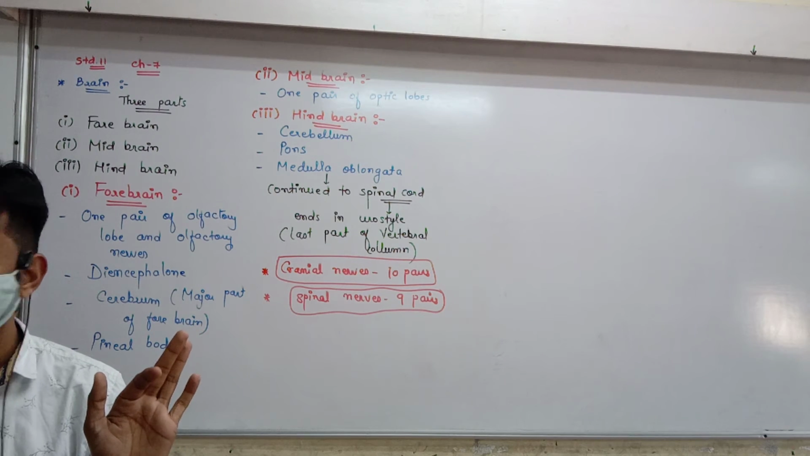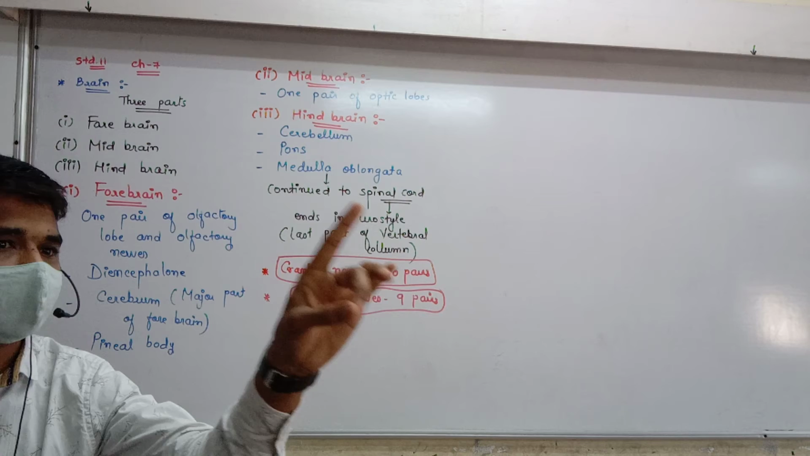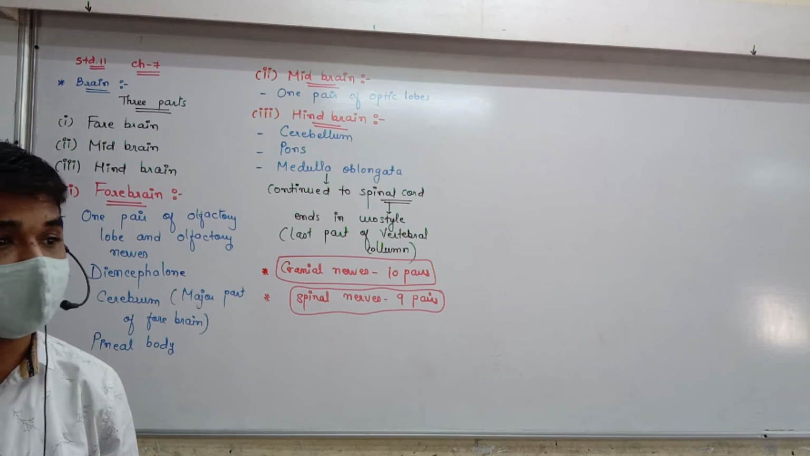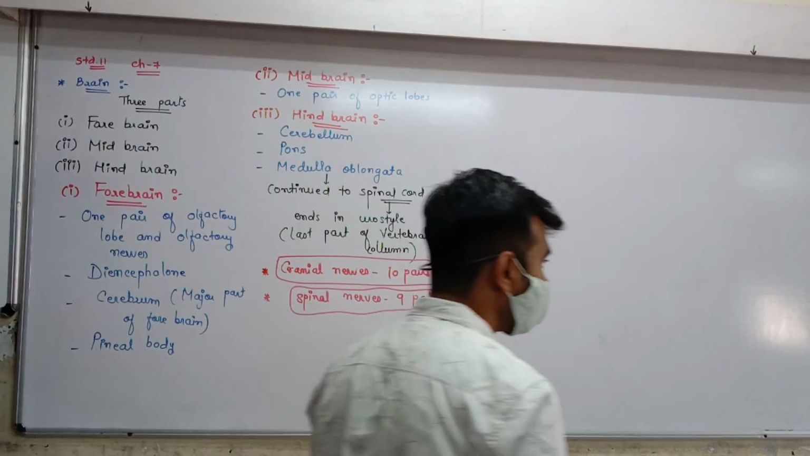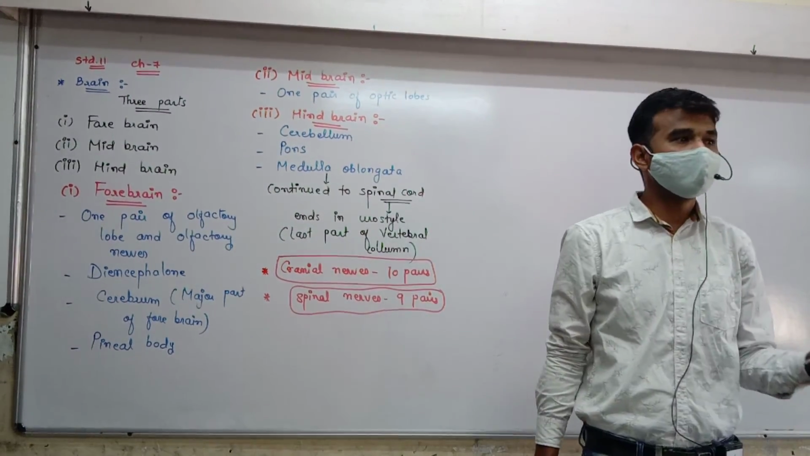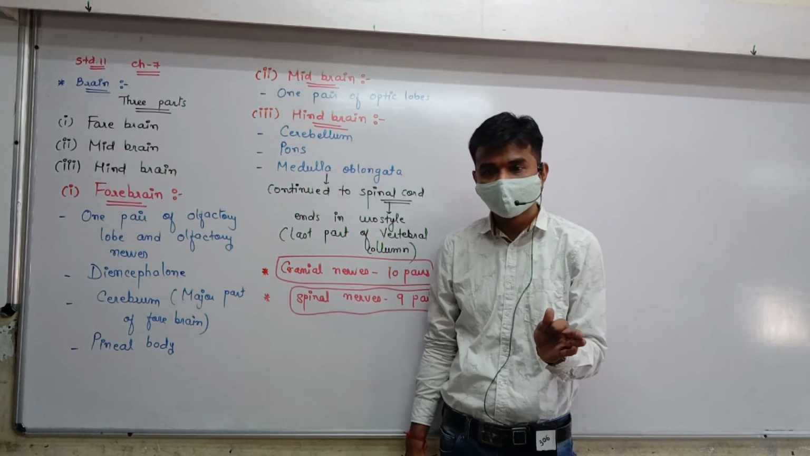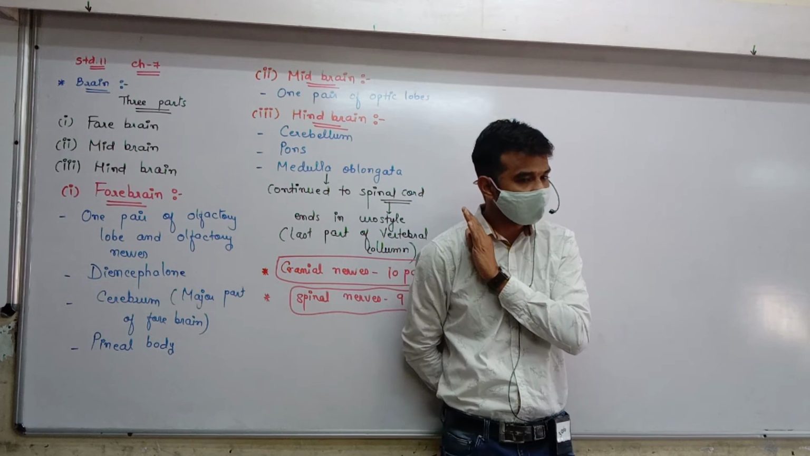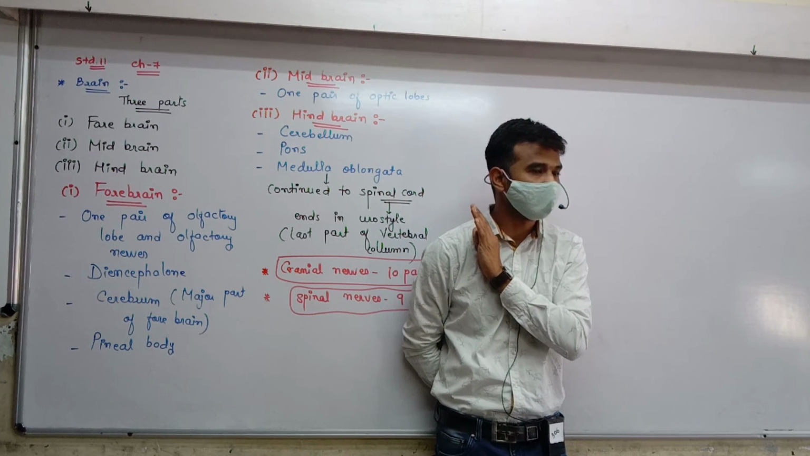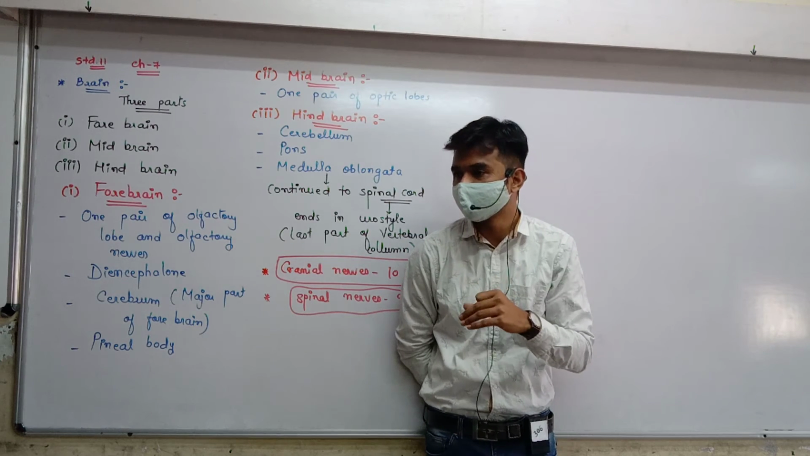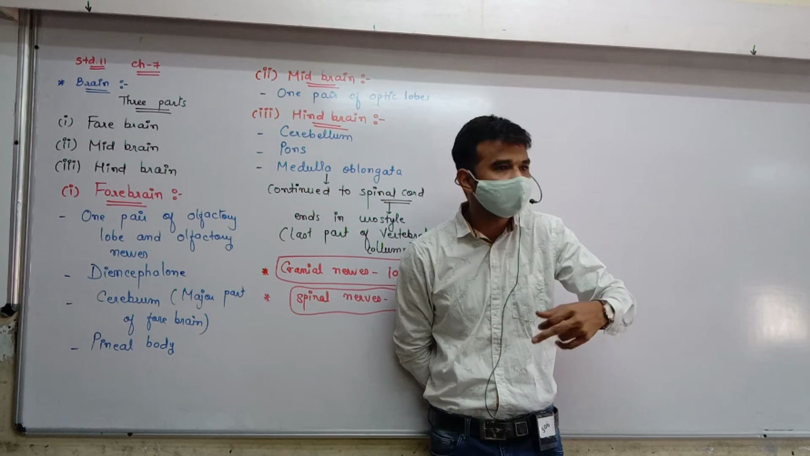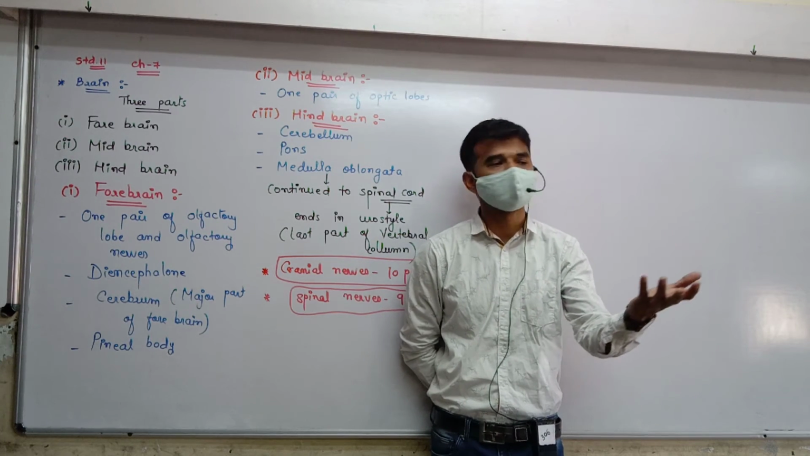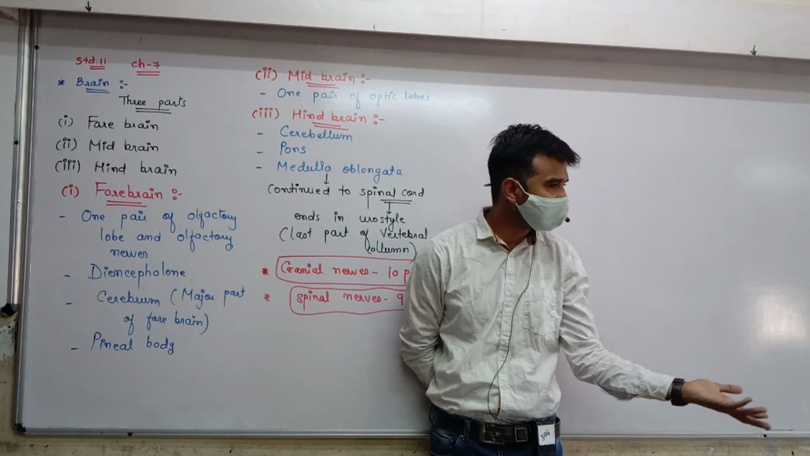Clear? This is controlled by thyroxine hormone. So the tadpole is modified gradually, step by step events occur, and then at last the adult frog is formed. These all activities are controlled by thyroxine hormone. And you know that thyroxine hormone is secreted from the thyroid gland.